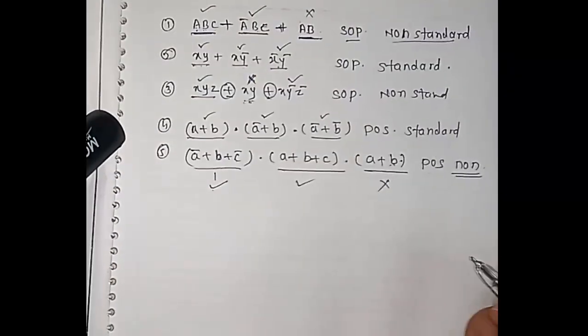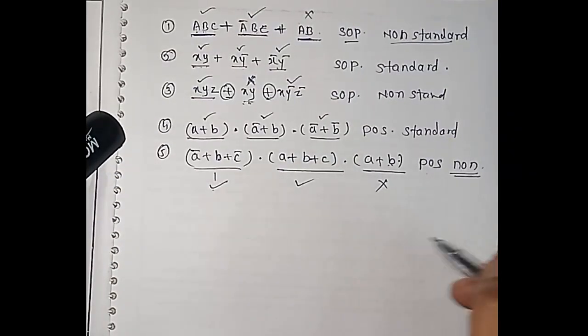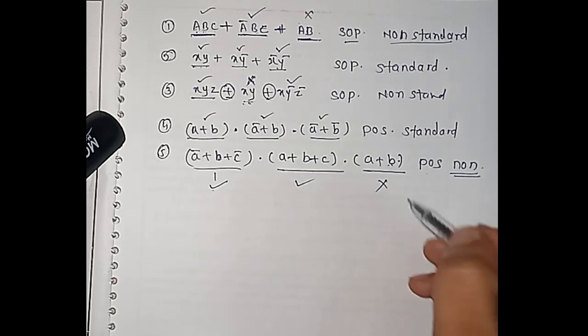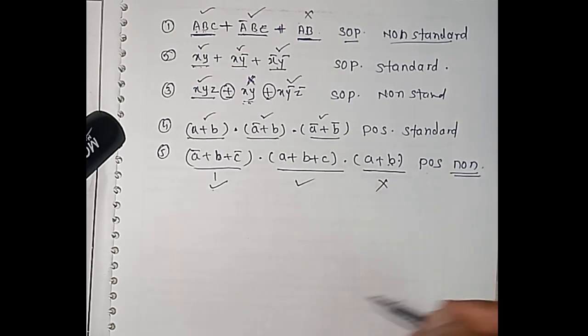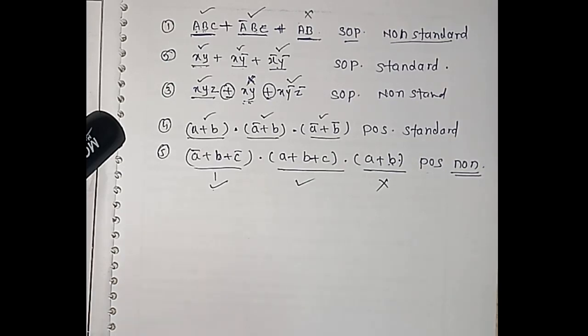Okay, so this is all we have seen till now. It is regarding the type of equation. In today's lecture we have discussed SOP equations and POS equations. Also we have seen the standard type of equation and unstandard type. Standard type is also known as the canonical form of equation.